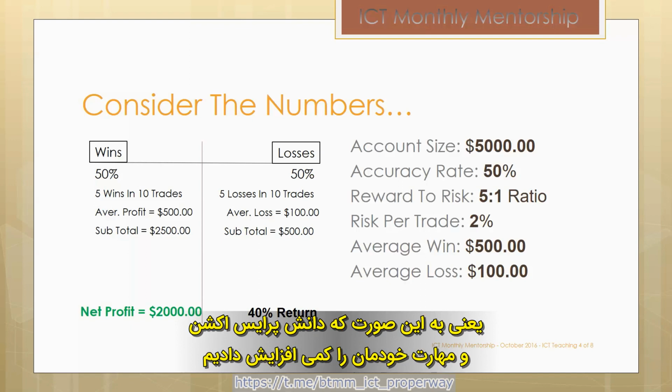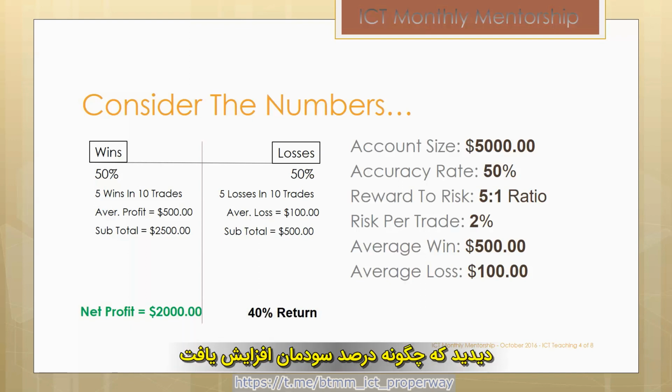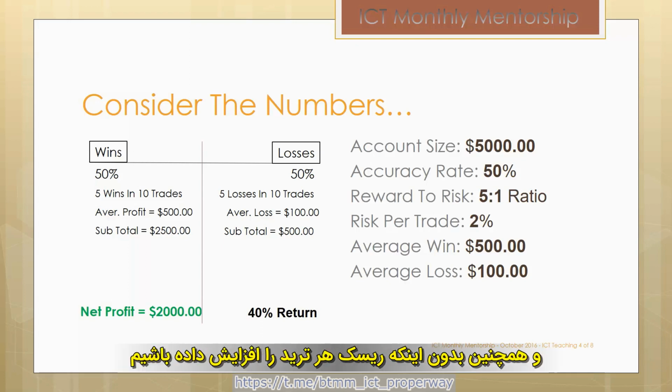In other words, our ability to read price action. Look how fast our multiples jump up. And we haven't increased the number of trades. We haven't increased the risk per trade either.